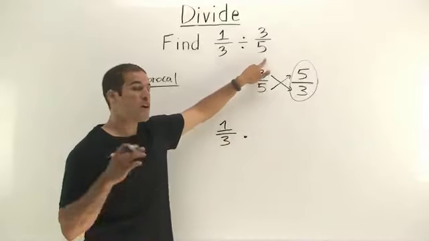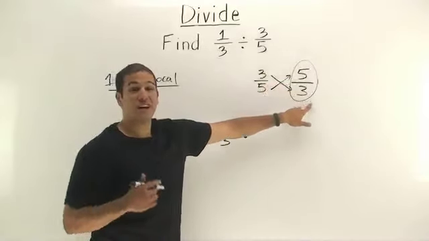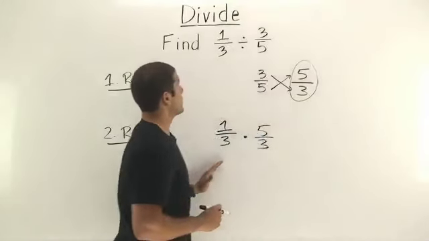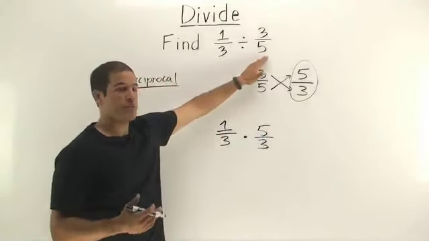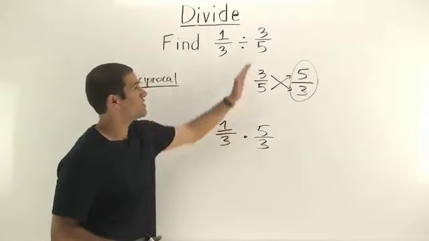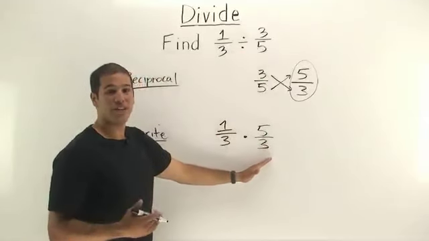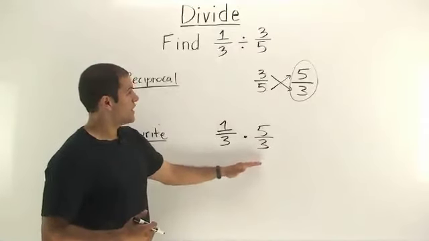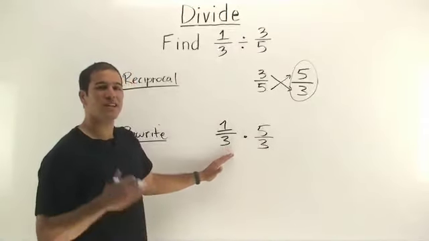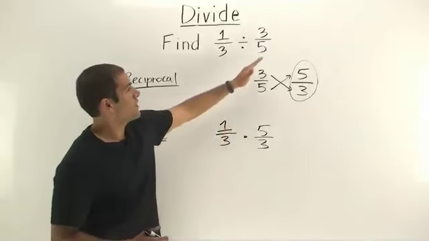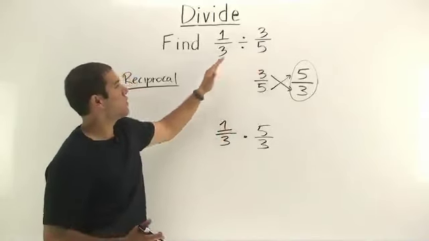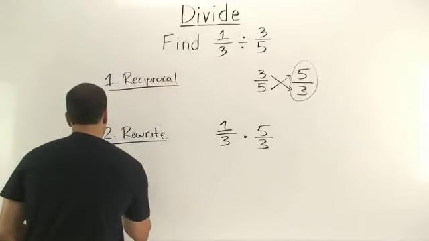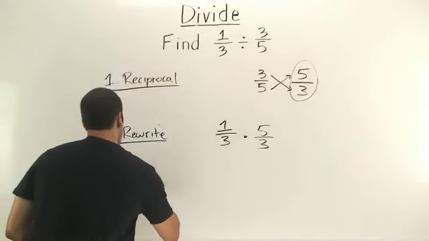And in step 1, we found the reciprocal of 3/5. That's 5/3. So we now have a completely new problem statement. It changed from 1/3 divided by 3/5 to 1/3 times the reciprocal of 3/5, which was 5/3. So we now have a multiplication problem we need to solve. And finding 5/3 of 1/3 is just a little easier to figure out than how many times 3/5 goes into 1/3. So in step number 3, let's actually perform that multiplication because that multiplication is going to give us our answer.